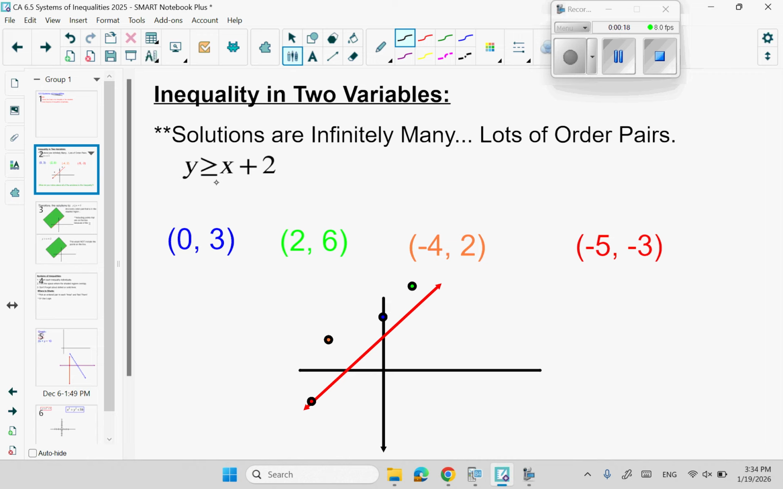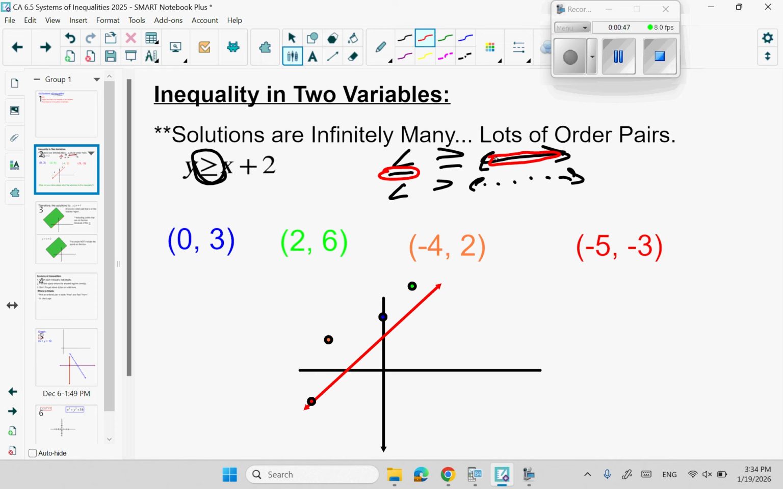The things to know with the graph is a three-step process. I need to recognize whether my inequality has the less than or equal to, greater than or equal to, because if it does, it's going to have a solid line. If it doesn't, if it's less than or greater than, your line will be dotted. The reason for the difference is because the equal to means points along the line are solutions.